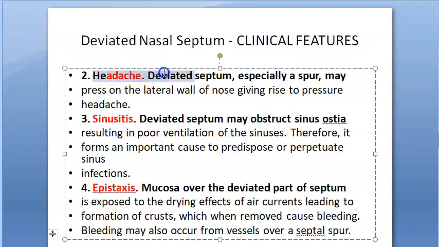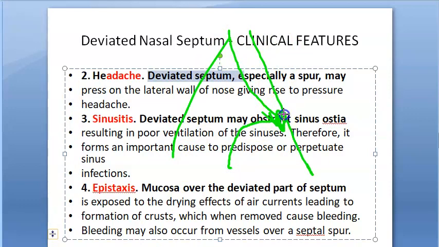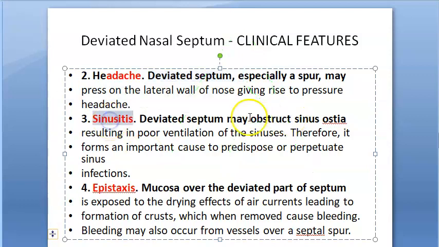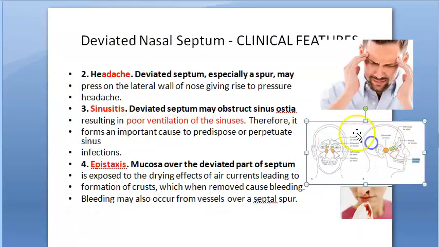Headache. So these people can have headache. We already told you, deviated septum, if it is a spur, it will press on the lateral wall, giving rise to pressure headache. So you remember seeing the spur, which will impinge on the lateral wall and cause headache. Sinusitis, guys. Deviated septum may obstruct sinus ostia, resulting in poor ventilation of the sinuses. So when sinuses do not get ventilation, that can lead to sinusitis, inflammation of the sinuses.